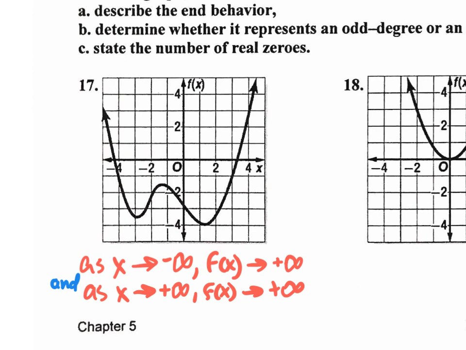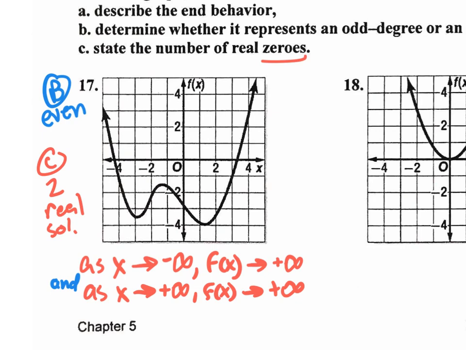So you need to determine the end behavior. You already described that. Part B is it odd or even? We said this one was even. That was part B. And state the number of real zeros. How many real answers do we have on this graph? 2, because it has 2 x-intercepts. Now, it might not even cross at all, or it might just touch once. But right here, you have 2 real answers, 2 real zeros. So part C would be 2 real solutions, or 2 real zeros, whatever you want to call it. You could even say 2 real roots, 2 real answers, 2 real x-intercepts.